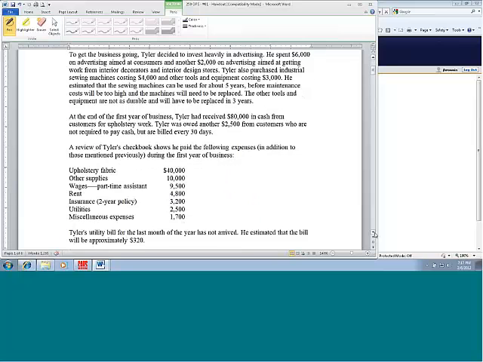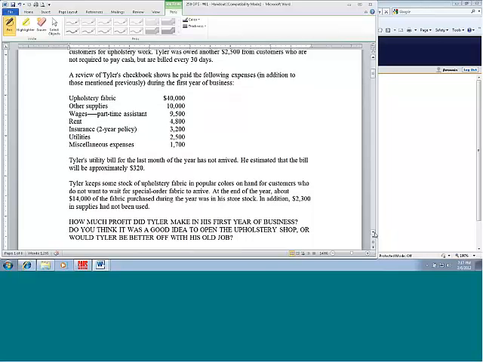A review of his checkbook shows that he paid the following expenses in addition to the ones we've already talked about during the first year. So we've got this list here. Tyler's utility bill for the last month of the year has not arrived. He estimates that the bill will be approximately $320. He keeps some stock of upholstery fabric in popular colors on hand for customers who don't want to wait for special order fabrics. And at the end of the year, about $14,000 of fabric purchased during the year was in his store stock. In addition, $2,300 in supplies had not been used.